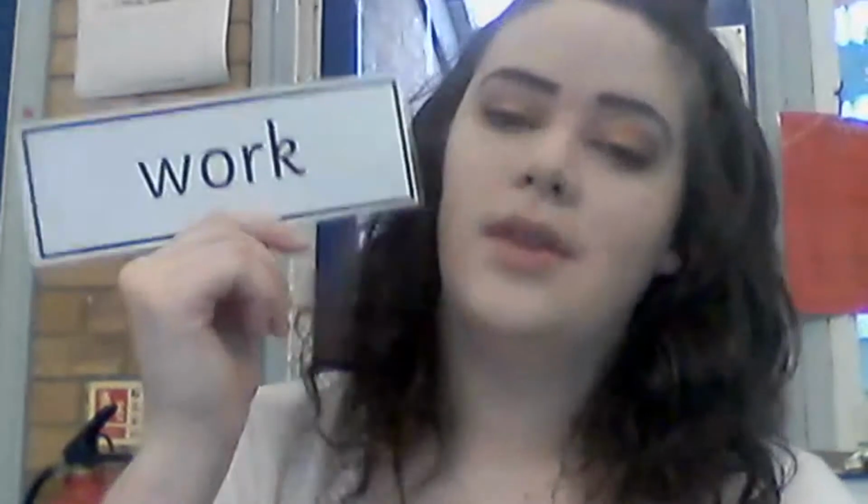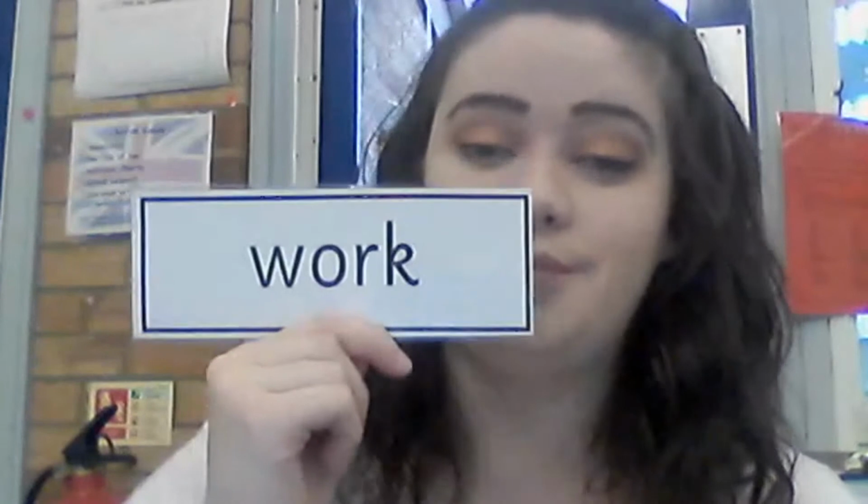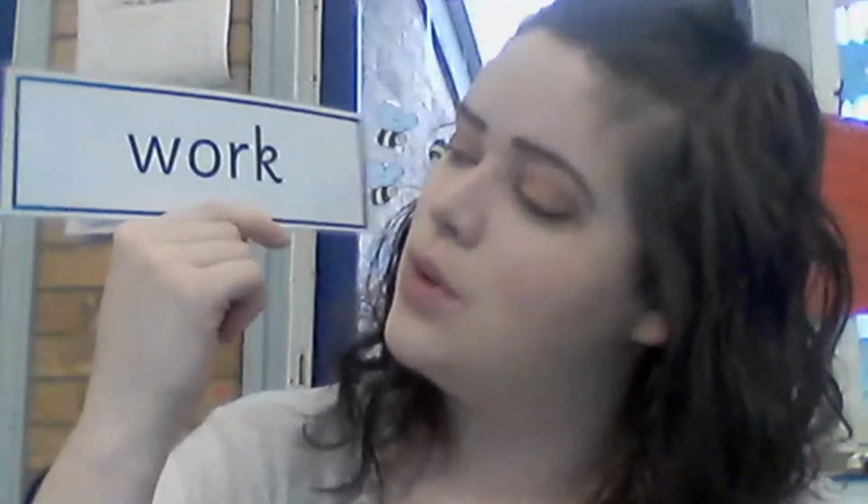Okay, I'm now going to show you the tricky word work. But before I do, I wonder if you can have a think what it sounds like it's made of. We've got work. So we can hear our w, then we hear an er, and then we hear a k. I wonder which one of those sounds is not quite right in the spelling of the word work. When you see work, say work. Off we go. Wonderful. This is our word work.